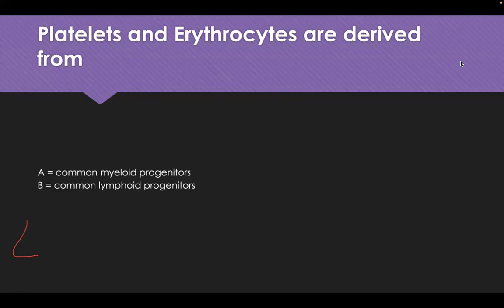So the first question is platelets and erythrocytes are derived from, so this is going back to the very first slide, what line do they come from? Is it the myeloid line or is it the lymphoid line? Does anybody fancy saying it on the microphone? Does anybody know?